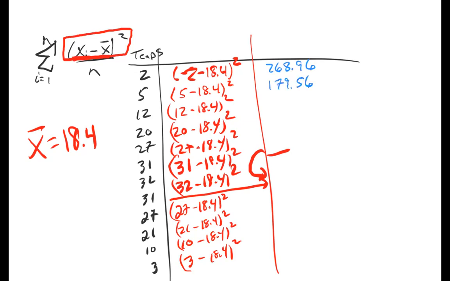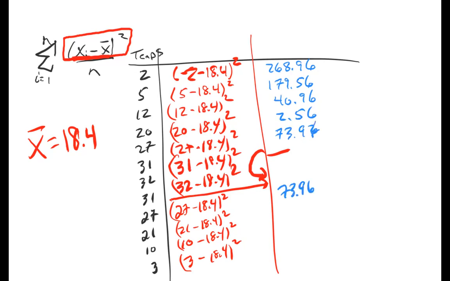Then we have 12 minus 18.4 squared. 40.96. 20 minus 18.4 squared. 2.56. 27 minus 18.4 squared. 73.96. And I'm going to notice that I can put that down here.